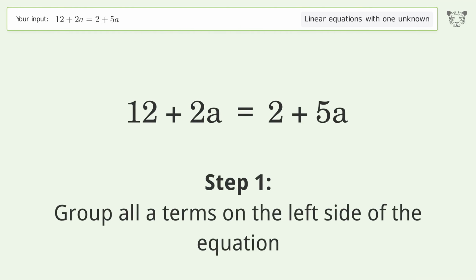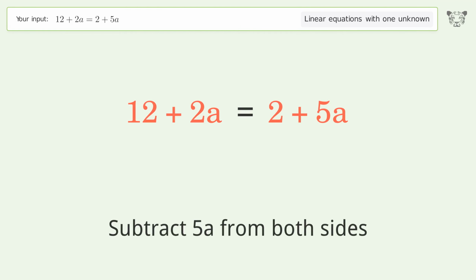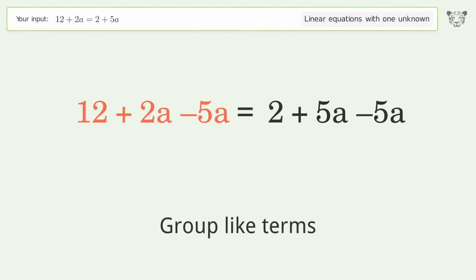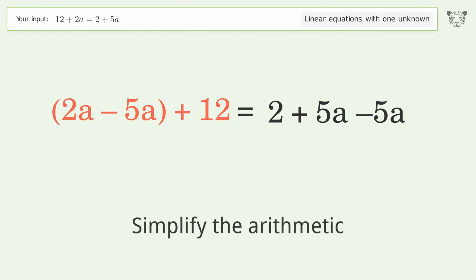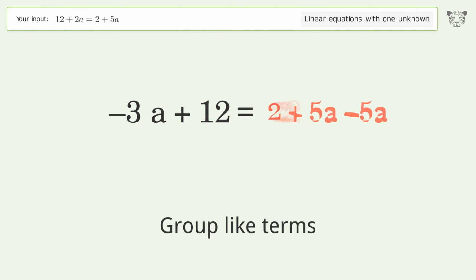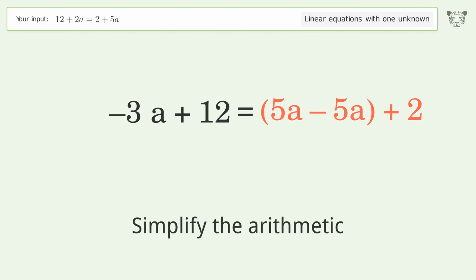Group all a terms on the left side of the equation. Subtract 5a from both sides. Group like terms. Simplify the arithmetic. Group like terms. Simplify the arithmetic.